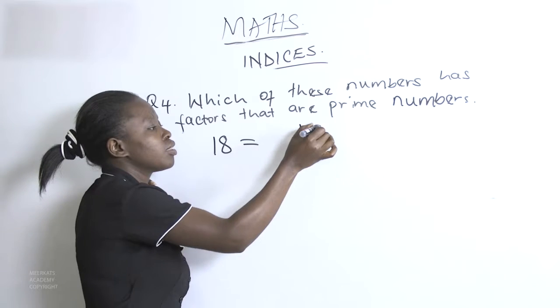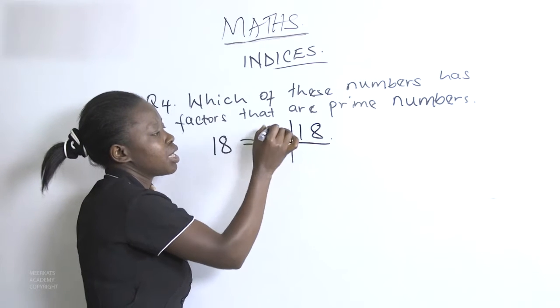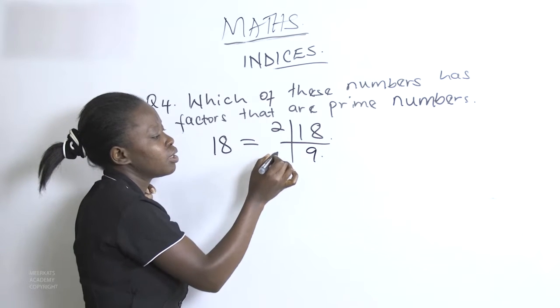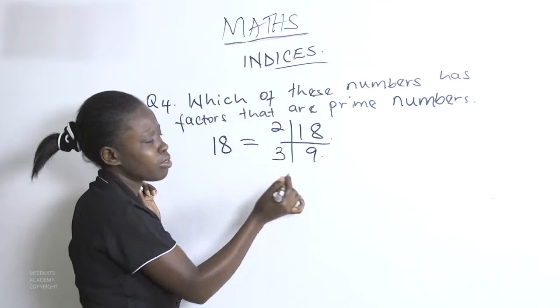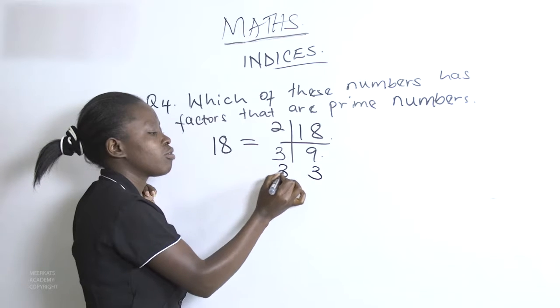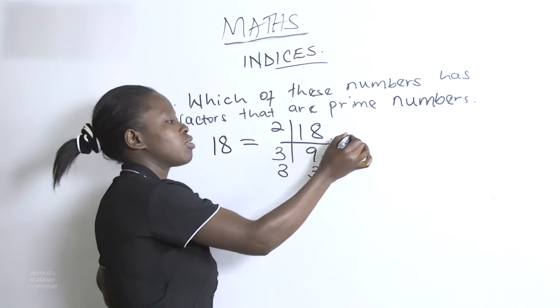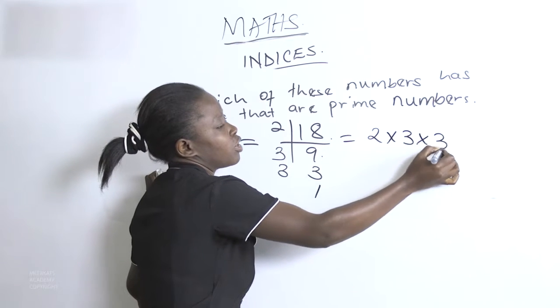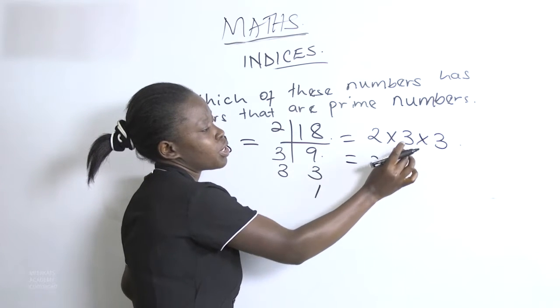18, the factors making up 18: 2 into 18 is 9. The next factor is 3. 3 into 9, we have 3, then 3, 1. So it means that 18 is 2 times 3 times 3, which gives us 3 is repeated.